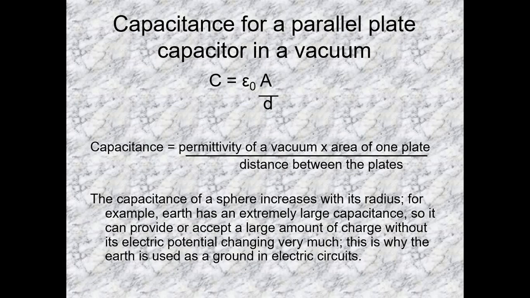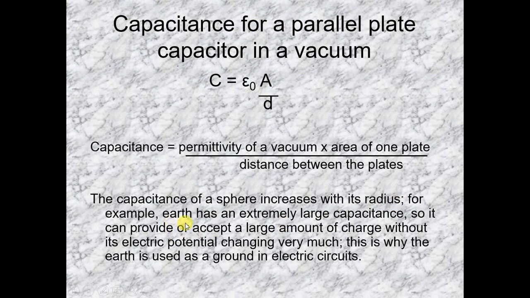Now, capacitance for a parallel plate capacitor in a vacuum. We already studied this in the previous lectures, so please refer to the previous lectures, and after that you will revise this phenomenon. For a parallel plate capacitor in a vacuum, C is equal to epsilon 0 A divided by D. Capacitance is equal to the permittivity of vacuum multiplied by the area of one plate divided by the distance between the plates. The capacitance of a sphere increases with its radius.